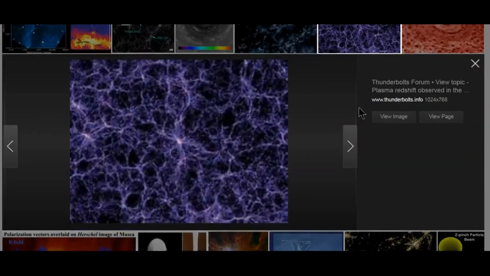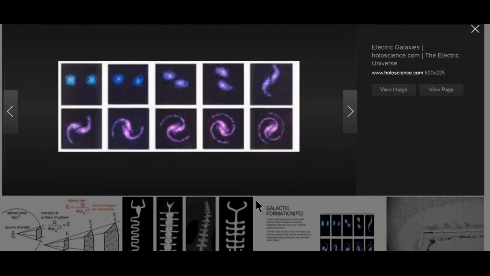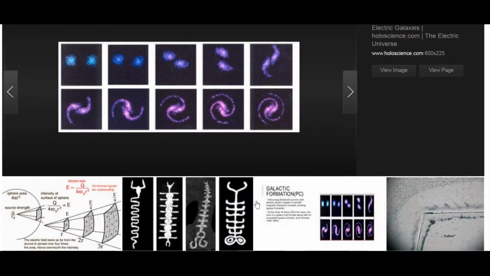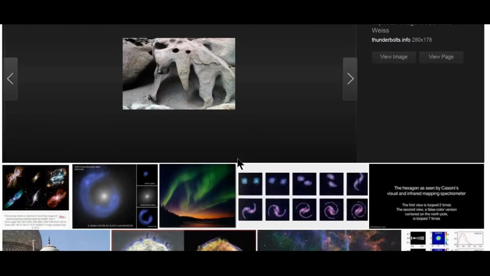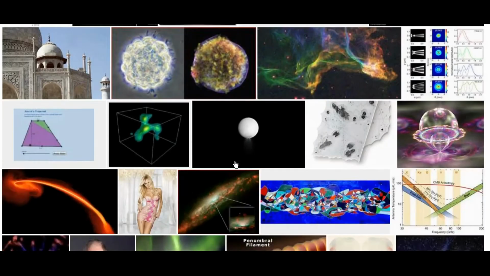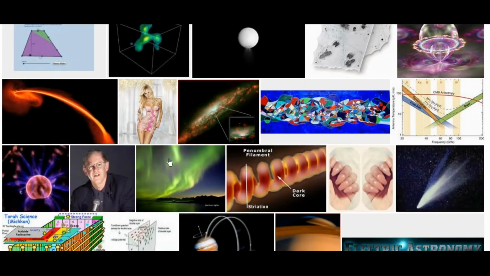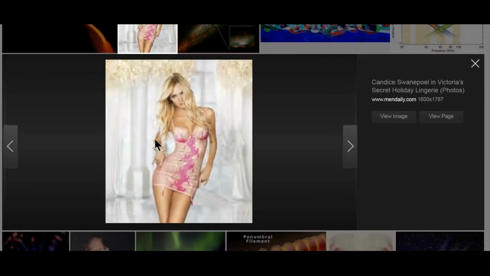Yep, those are them too right there. The universe seems to be made up of them, filaments. NASA's baffled by them, but they're pretty easy to explain. There's some more Birkeland currents right there on those dress. We also have that in the electric universe.